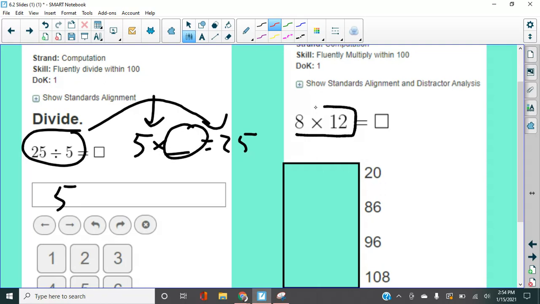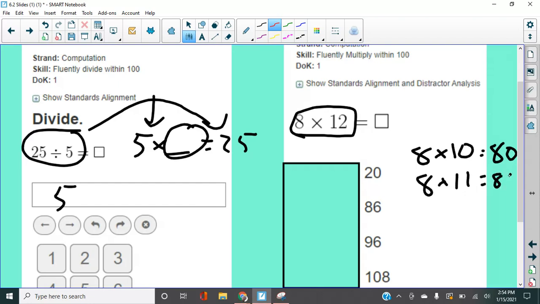8 times 12. Well, we don't do a whole lot of times 12s, but let's use helper facts here. 8 times 10 is 80. So 8 times 11 has to be 88, because it goes up by 8. So let's go up 8 more. What would we get there? We'd get 96.